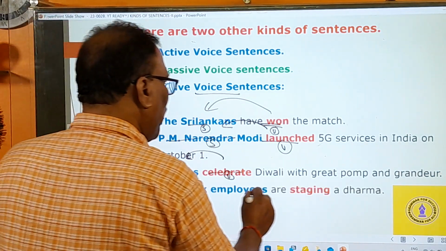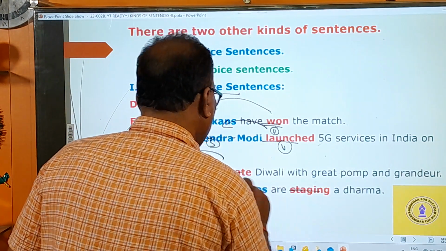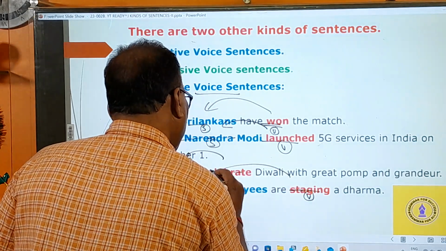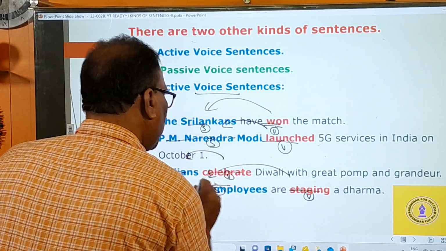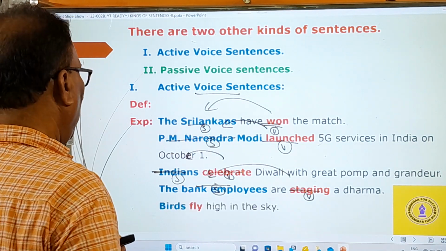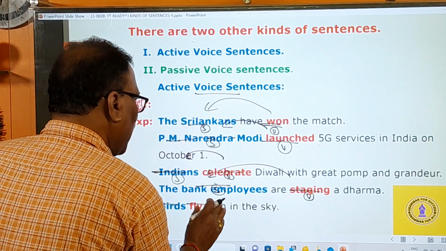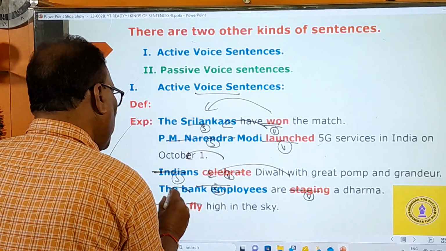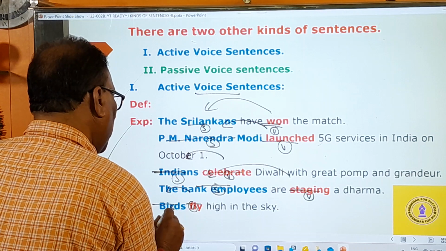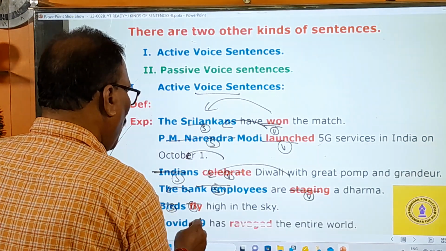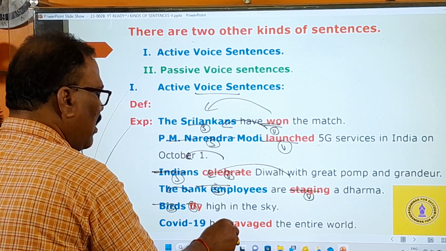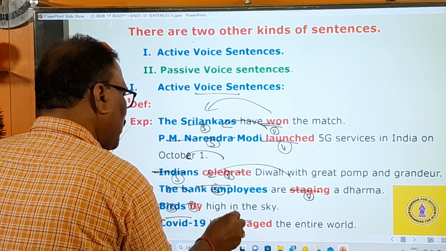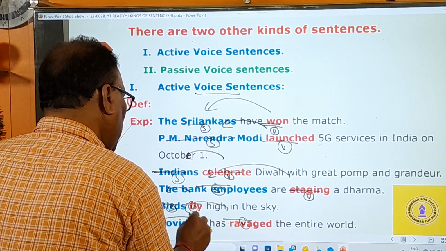And then, the bank employees are staging a dharna. What action are they doing? Staging. Staging is a verb. And who are the doers of this action? The bank employees. This is the subject. Birds fly in the sky. Which fly in the sky? Birds. So this is the verb, this is the subject. And last example, COVID-19 has ravaged the entire world. What has ravaged the entire world? COVID-19. So this is the verb and this is the subject.